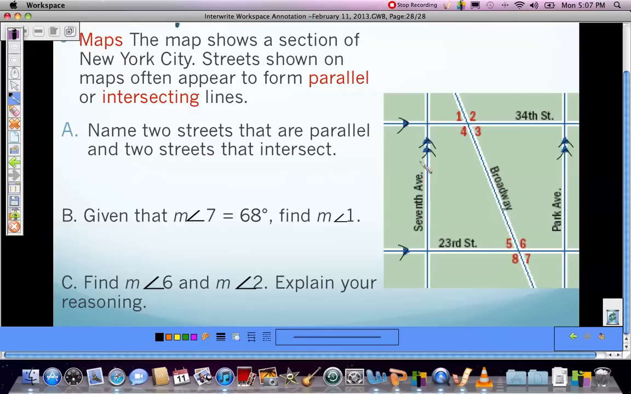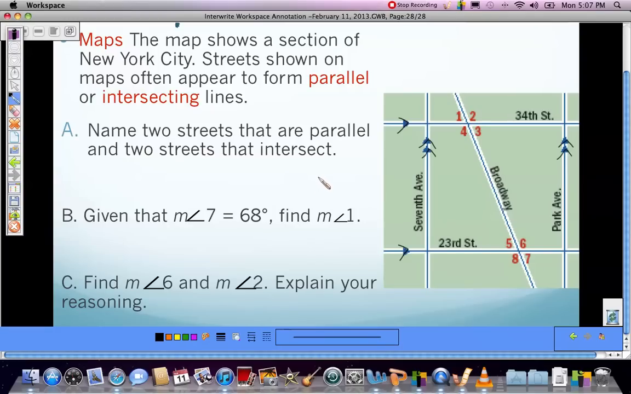Streets that intersect, there's a number of streets that intersect. You could say Broadway intersects with 23rd Street. You could say Park Avenue intersects with 34th Street. There are a variety of intersecting streets in this picture.